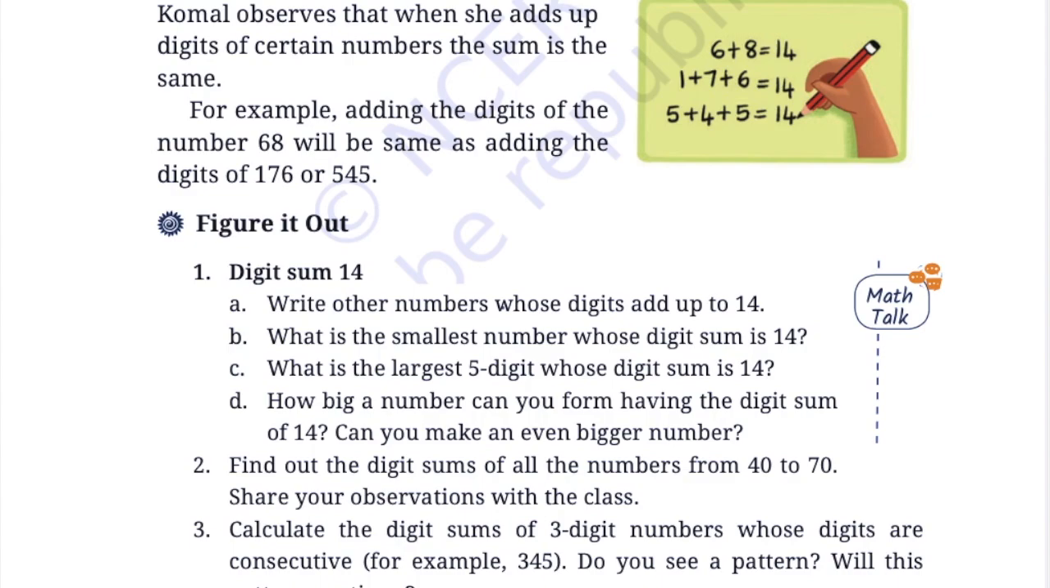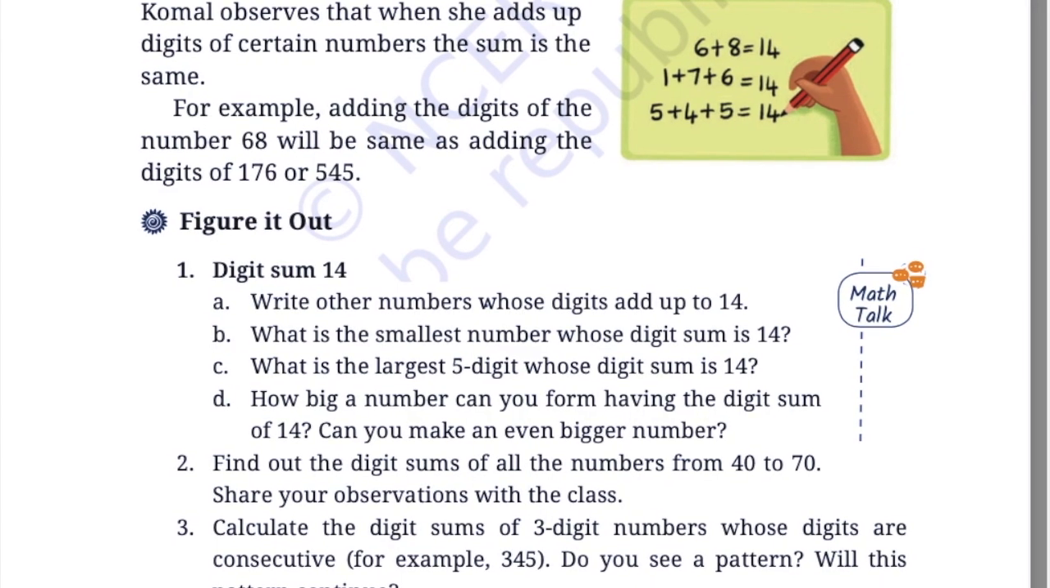See here it is given, Komal observes that when she adds up digits of certain numbers, the sum is the same. So she finds the magic in this. For example, as shown here, 6 plus 8, 14. For 176, the ones place digit is 6, tens place digit 7, hundreds place digit 1. The sum is again 14. 1 plus 7, 8, 8 plus 6, 14.